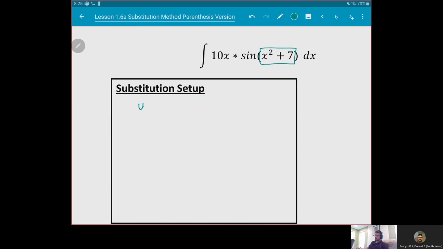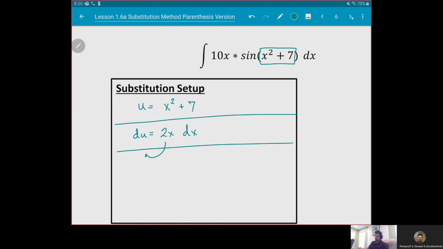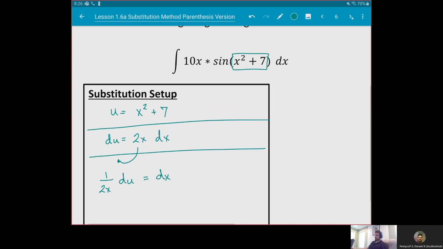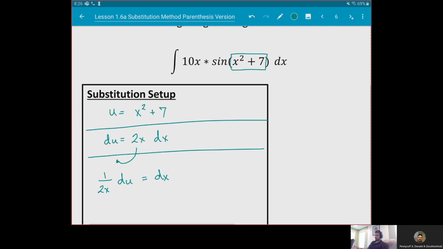So I'm going to let u equal x squared plus 7, all right? So that means that du is equal to 2x dx. Move that 2x to the other side. And that gives me 1 over 2x du is equal to dx. Boom. And now I'm ready to go. I'm ready to get everything canceled out. I'm ready to get this back down to a problem we worked last week. Nice, simple problems. You know, Calc 1 problems.